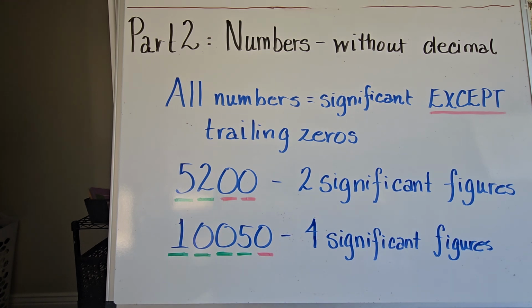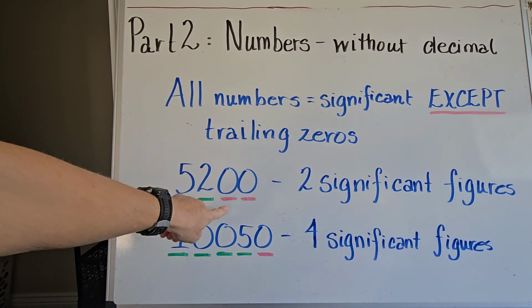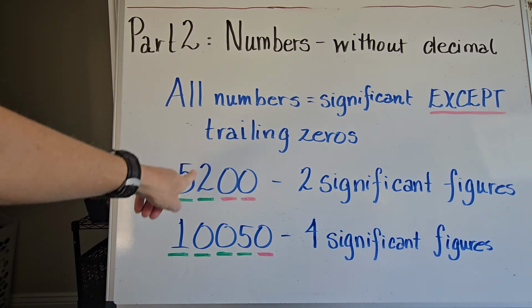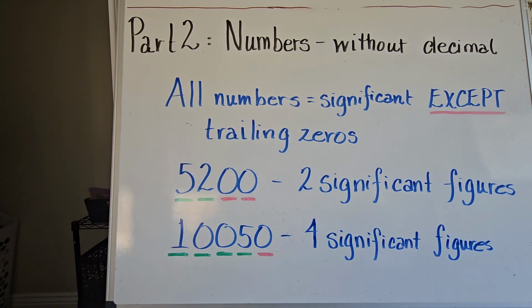Here we have 5,200. Notice it doesn't have a decimal. The trailing zeros are these last two zeros. They have a red underline under each of them. Our last non-zero number is a 2. The 5 and 2 are significant, but those last two zeros are not. It has two significant figures.